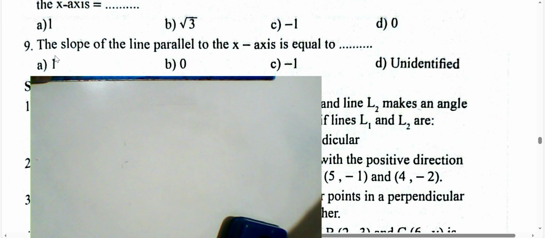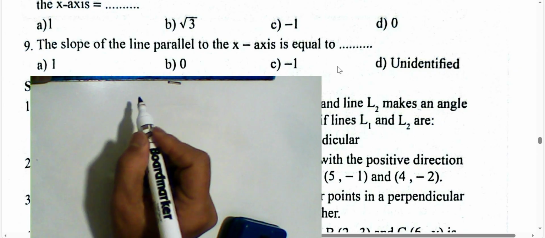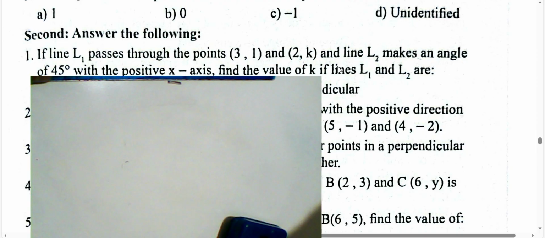Next question. The slope of the line parallel to the x-axis. Parallel to the x-axis means the slope will be 0. Choose letter B.